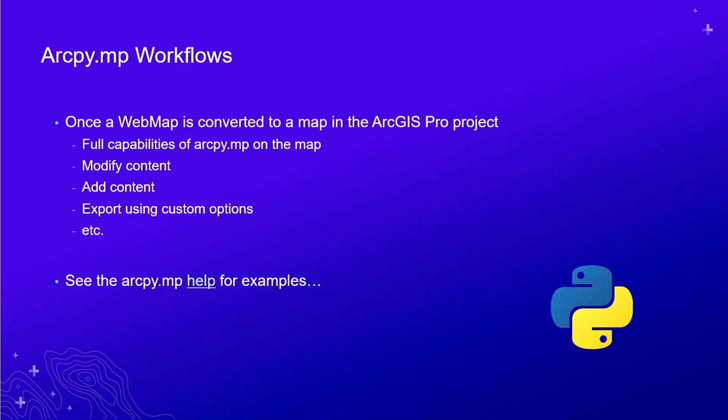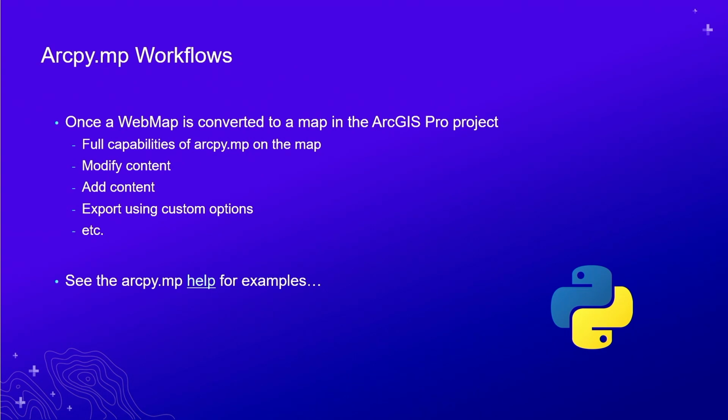Once the web map is converted to a map in the ArcGIS Pro project, you really have the full capabilities of arcpy.mp on the map. That allows you to modify the content. That includes adding content or exporting using custom options.